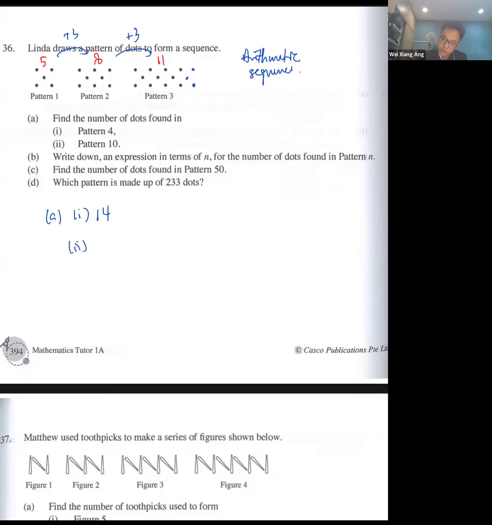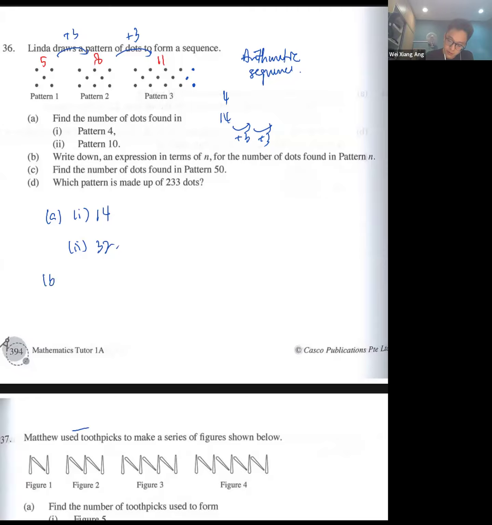Pattern 4 is 14. Then use your calculator: plus 3, plus 3, plus 3, 6 times. I think it's 32. Is it 32? 3 nines are 27, yeah, 32.